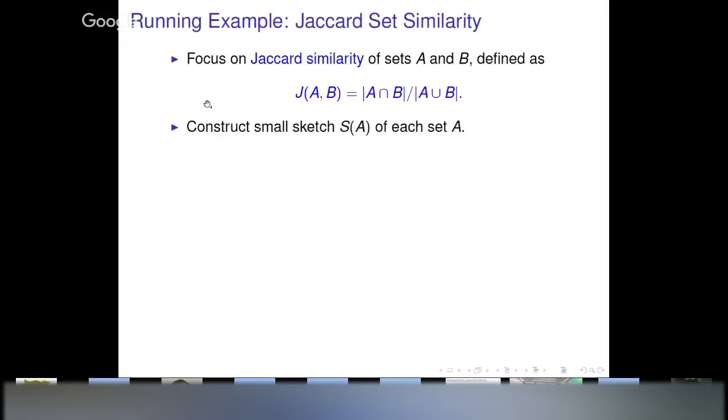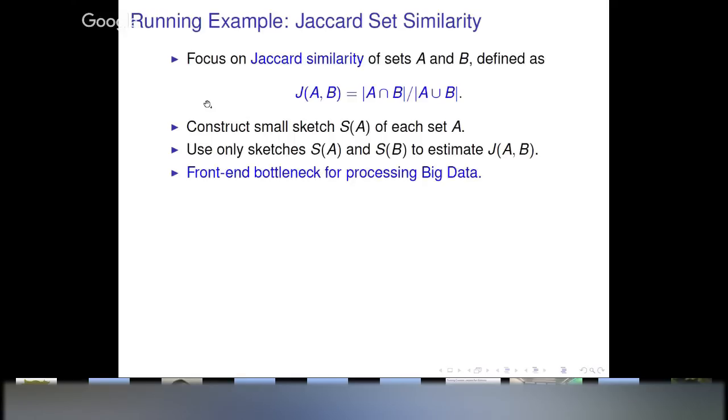And the generic goal is to construct the smallest sketch of each set, so that when you have to compare two sets, you only have to look at the sketches and nothing else. Okay, so you can have a distributed situation where each party has a huge data set. They just make the little sketches, and to find out how similar they are, they only have to look at those two sketches. They don't have to communicate the whole set. They can forget about it.